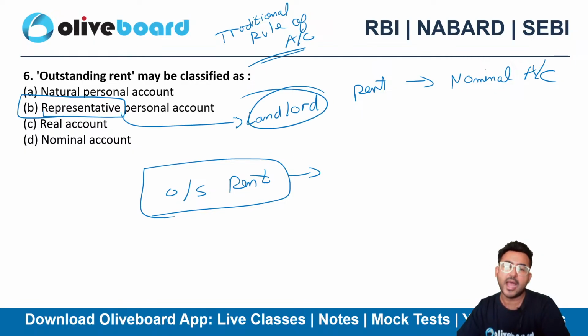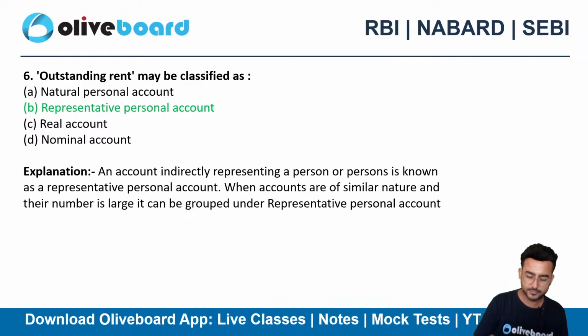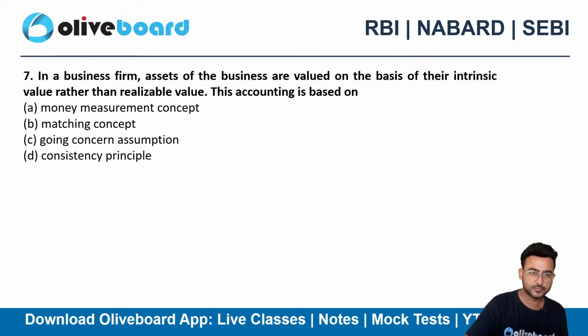Let's suppose I haven't paid the rent yet. I need to pay the rent to the landlord. So can I say this outstanding rent account is nothing but a representation of my landlord, that I have to pay the rent? So that's why the correct choice here will be option B.